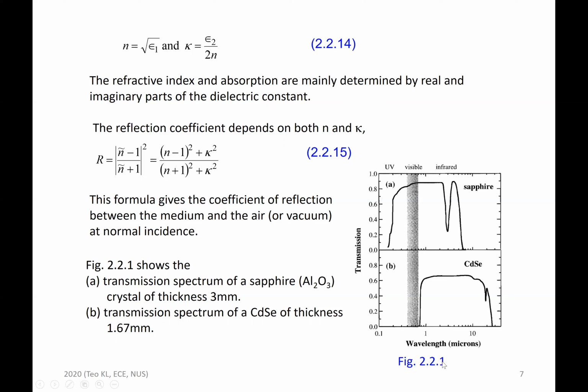Figure 2.2.1 shows the transmission spectrum of a sapphire. Sapphire is basically aluminum oxide. So this shows the transmission spectra of a sapphire of thickness 3 mm. The bottom panel shows the transmission spectra of a cadmium selenide semiconductor, which is a II-VI semiconductor, of thickness 1.67 mm. So this is a plot of transmission as a function of wavelength in microns. This region is the UV wavelength. This gray portion defines the visible region, and the rest is basically in the infrared.